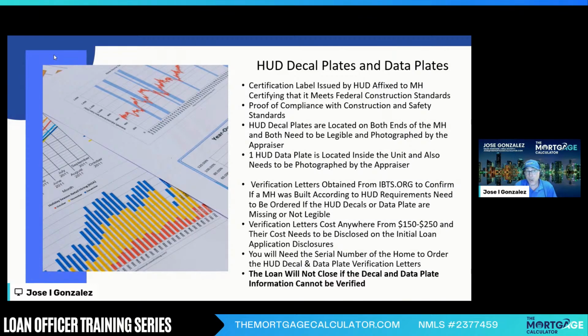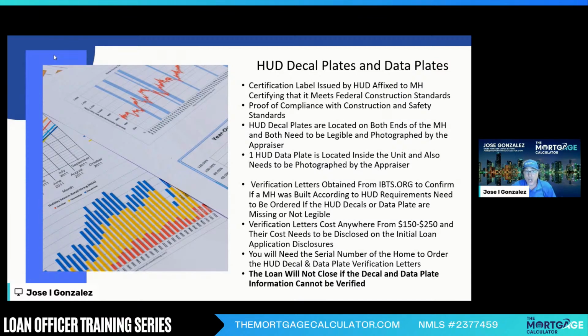Please note that to be able to order these verification letters, you're going to need the serial number of the manufactured home. That serial number should be available somewhere. Without it, it's impossible, because when you go to ibts.org, you're going to enter the serial, put in the order with the serial number, and that's how they go to the database, search by serial number, and that's how they will provide you with the verification letters for the original data plate and decals.